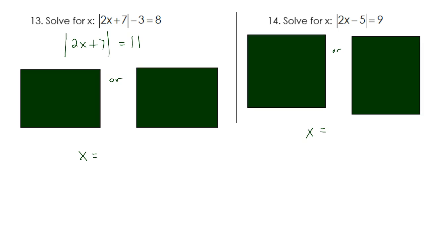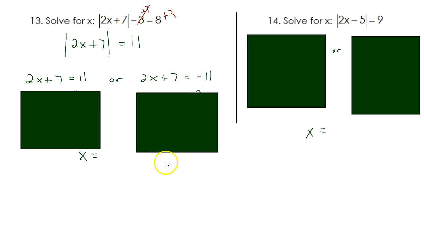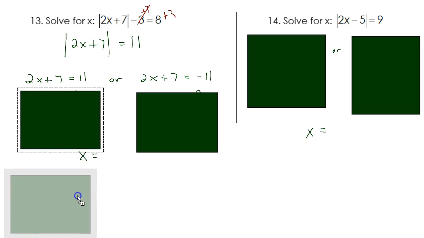Question number 13. In this case, the absolute value is not isolated, so we have to isolate first by adding 3 to both sides. 8 plus 3 is 11. Now that the absolute value is isolated on one side of the equal sign, I split it into two equations. 2x plus 7 equals 11, and 2x plus 7 equals negative 11. So 2x plus 7 equals both positive and negative 11. I solve both of these.